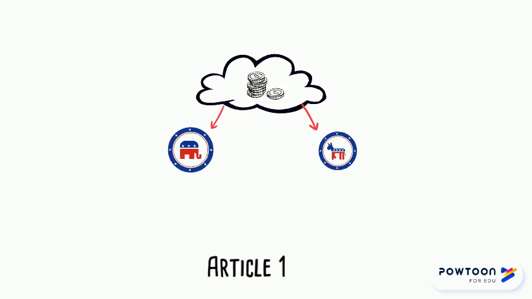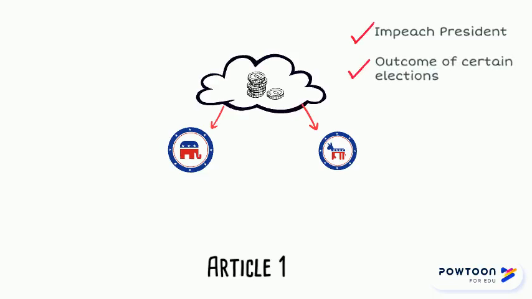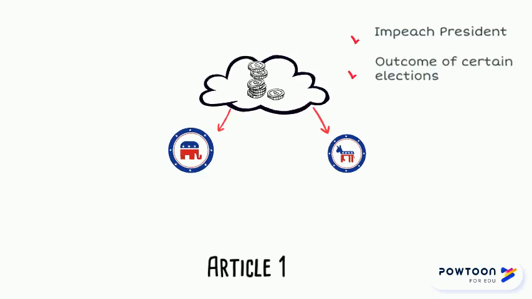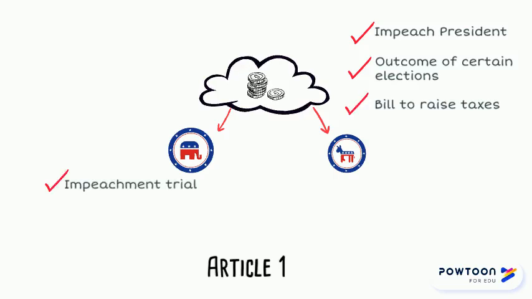As we've seen in the media recently, the House has the power to impeach the President and other federal officials. They also decide the outcome of elections if no candidate wins the Electoral College. This is exceptionally rare. Finally, any bill that raises taxes has to start in the House of Representatives. The Senate, on the other hand, holds the impeachment trial.